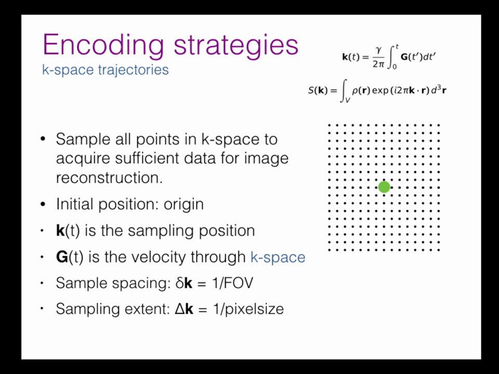The small step sampling size, the step spacing, determines the field of view. It's a reciprocal of the field of view. So bigger steps mean smaller field of view, smaller steps mean wider field of view. And the entirety of the distance across the space we require determines the pixel size.